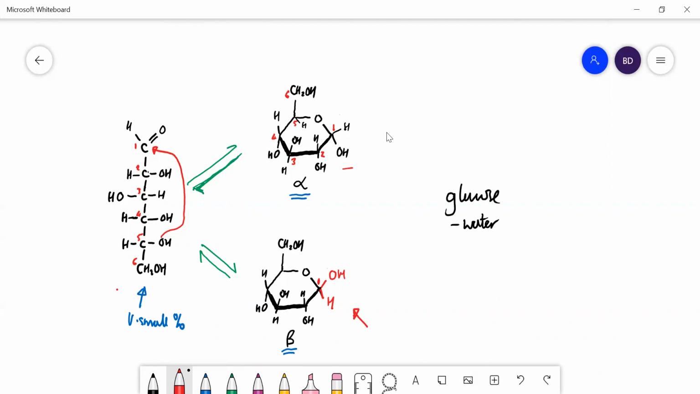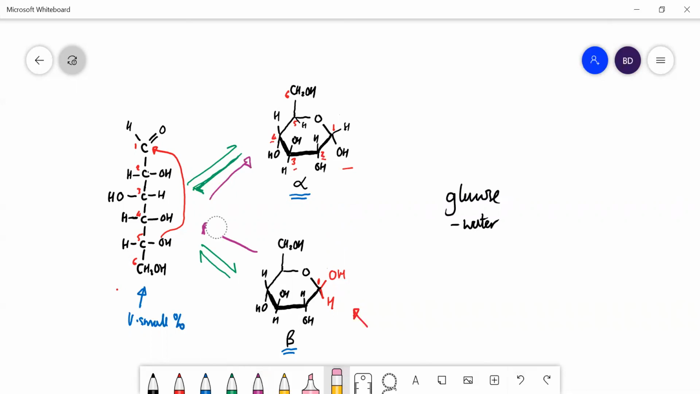All the other OHs on carbon atoms 1, 2, 3, 4, and so on are in exactly the same places in alpha and beta. It's only that end one, number 1, that makes a difference. Also, it's quite important to realize that you can't go directly from alpha to beta. The only way they can interchange is by going through the linear form, so they go back to the linear form and then back again. So those are the reactions that are happening all the time.